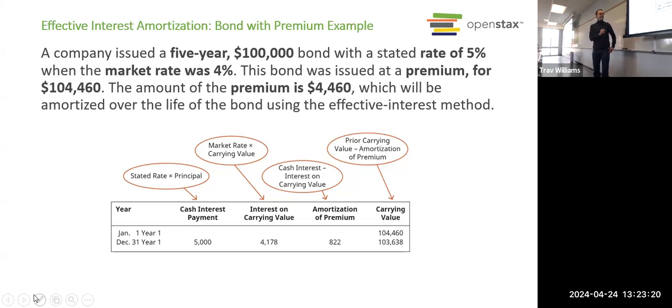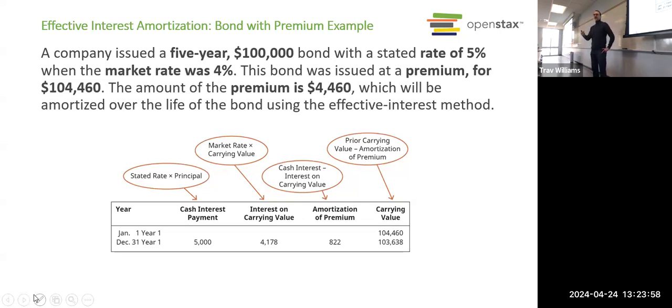However, that's not what we journalize over here. We do journalize that in one place, but we have to journalize this too. So what we have to do is we say carrying value times the market interest rate is our interest on the carrying value. And then we subtract that from the actual cash interest payment to get the amortization of the premium. And then we subtract that from the previous carrying value to get the new carrying value.